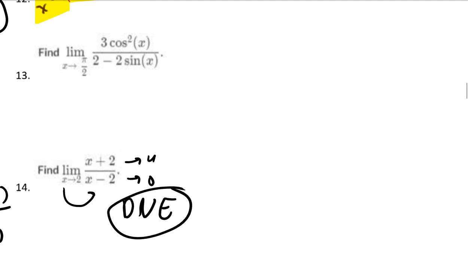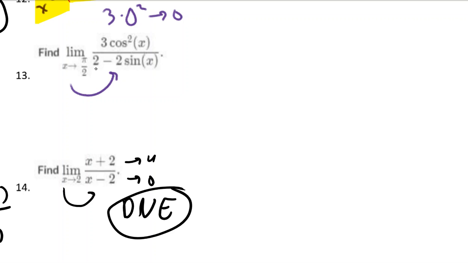Okay, so just like the last one we talked about, your first step should still be the same. You should try direct substitution. So you get 3 times cosine of pi over 2 squared. And what is the cosine at pi over 2? Pi over 2 is here, cosine's the x value. So 0 squared, so it looks like all of the numerator goes to 0.